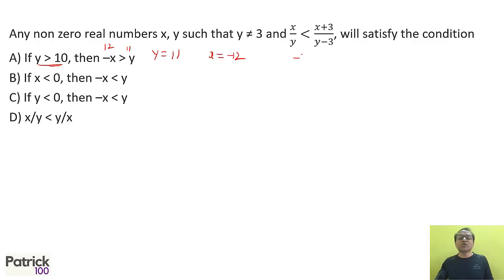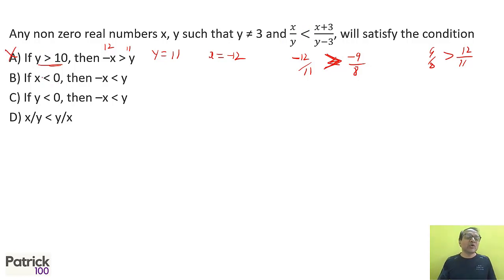If I substitute out here, minus 12 upon 11 less than, if you look at x plus 3 will become minus 9. And y minus 3, 11 minus 3 will become 8. This doesn't satisfy actually. If you look at minus 12 upon 11 is more than minus 9 upon 8. It's a negative value, right? So here the 9 upon 8 is actually more than 12 upon 11. But because both are negative, minus 12 upon 11 becomes more than minus 9 upon 8. So it doesn't satisfy this condition. So A cannot be the answer.